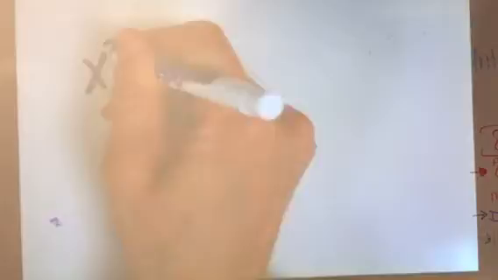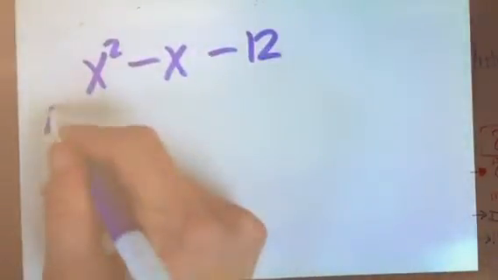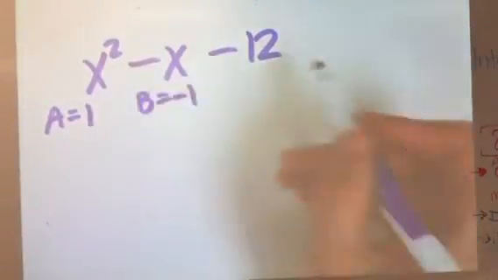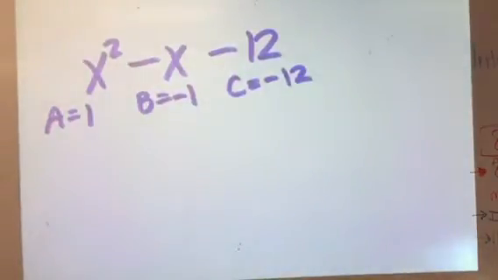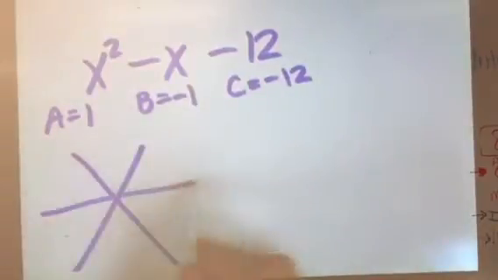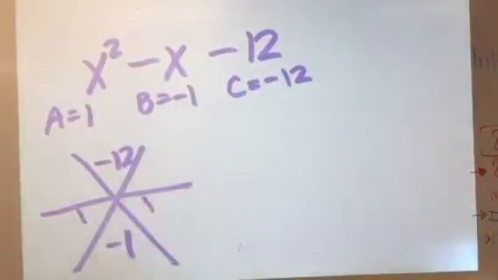X squared minus x minus 12. Here a is still 1, b is negative 1 since it's minus x, c is negative 12. The sign in front of the term tells you if it's positive or negative. So I'm going to divide by 1. A times c is my product, so negative 12. My sum is negative 1.